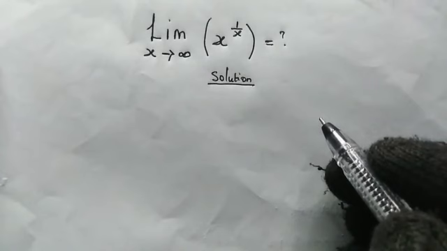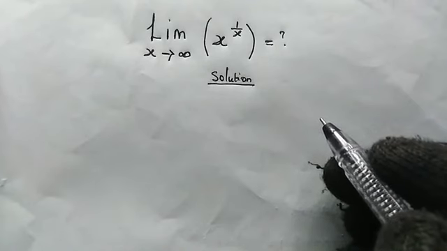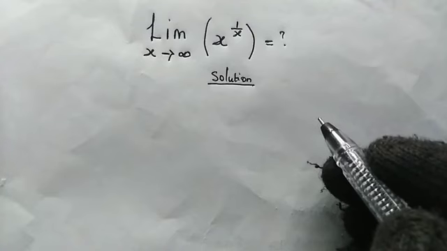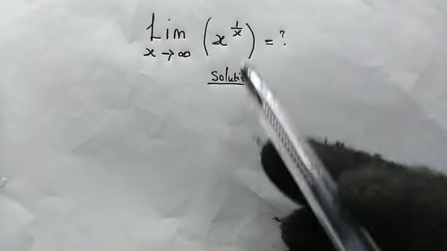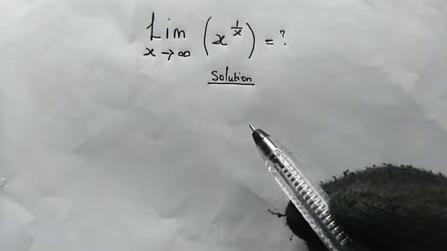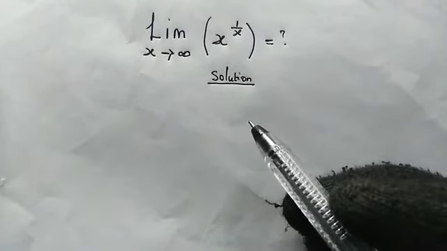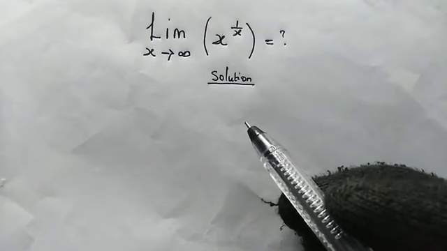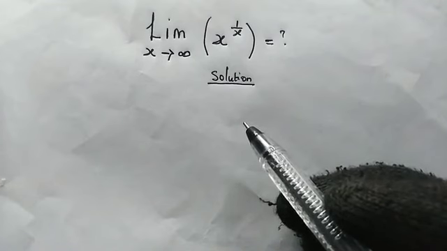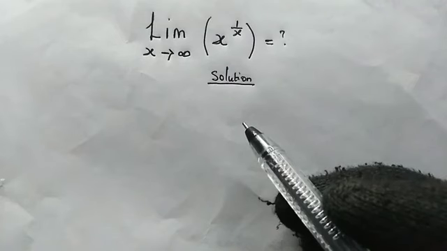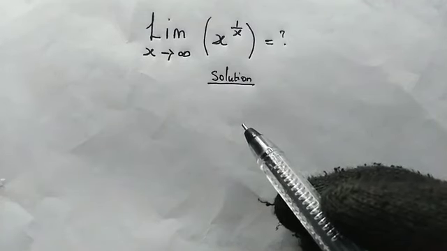In today's video, we're going to find the following given limit. We have the limit as x approaches infinity of x to the power of 1 over x. Before we proceed, we're going to recall the property of L'Hopital's rule, because in this video we'll be evaluating this limit using L'Hopital's rule.